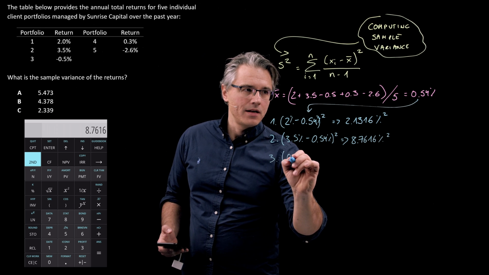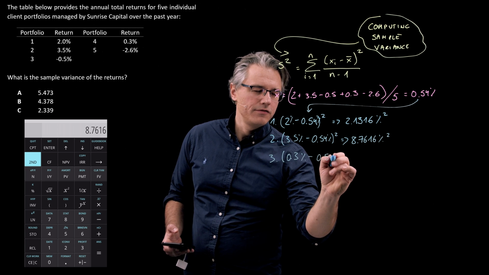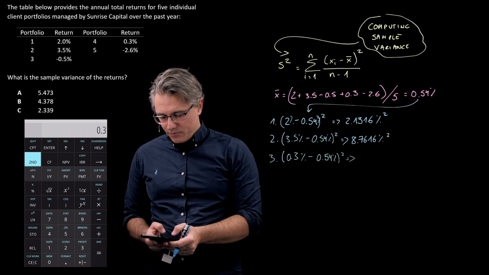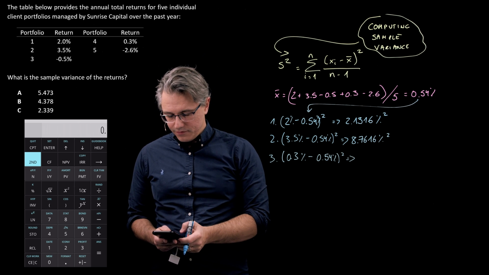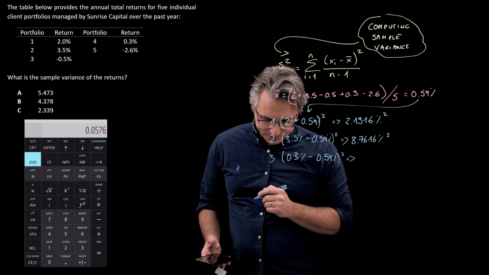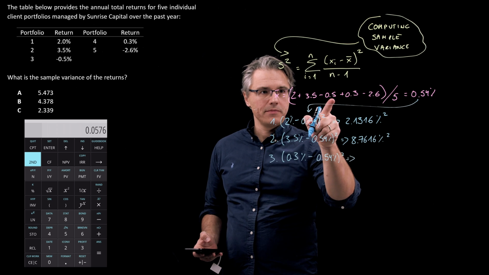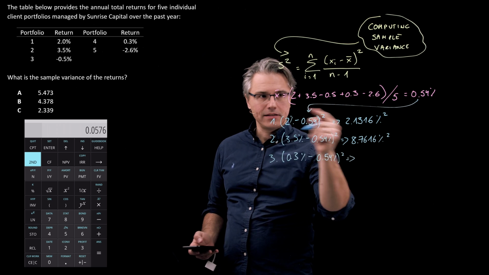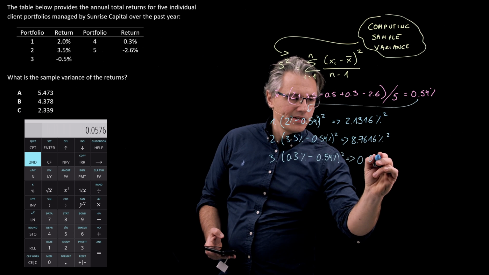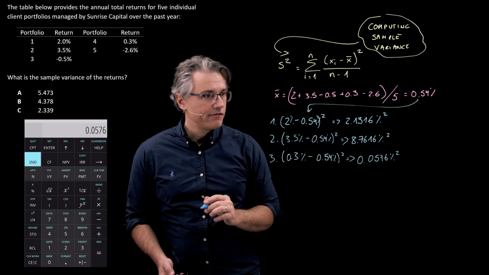Third one, 0.3% minus 0.54%, square this. So 0.3 minus 0.54, square it. Oh, sorry, I omitted one, didn't I? But I'm going to put this in here. It doesn't really matter what order I do it. So I managed to omit one, but I'll get back to it in just a moment. So this one is 0.0576.